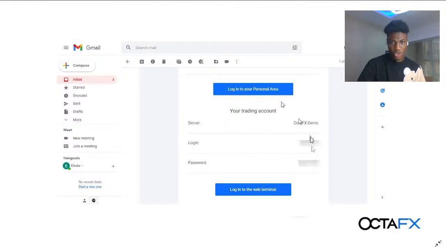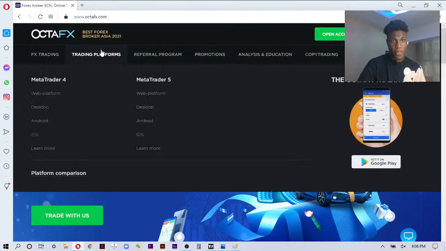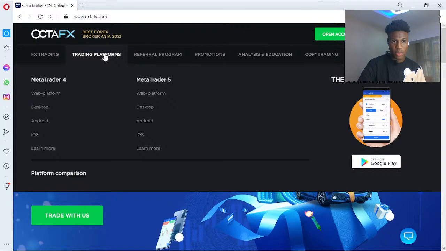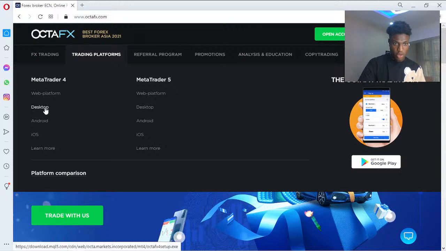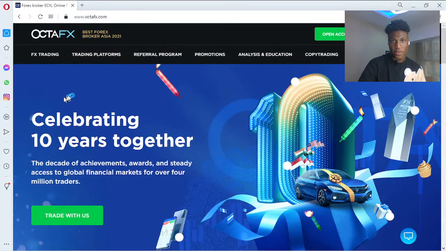Okay, so what you want to do is, after getting your server, your login and your password, you want to download the trading platform. So you go to the OctaFX homepage, you come here to trading platform and you click on desktop. If you want to get the Android app, you can click on Android or iOS. Okay, so for me, I'm using desktop, so I'm just going to go ahead and click on desktop.